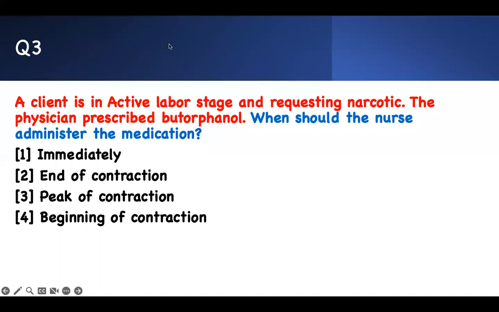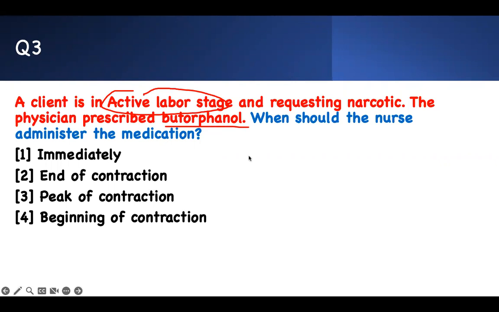Number 3. I'm using these questions as key facts you have to know. When should the nurse administer the medication? So time, right? A client is in active labor. That is where you give medication and you're requesting a narcotic, okay? The physician prescribes butorphanol. This is what you give them. It's a narcotic, like an opioid kind of narcotic, right? When should the nurse administer it?